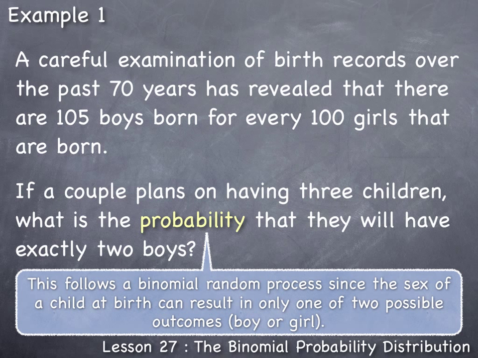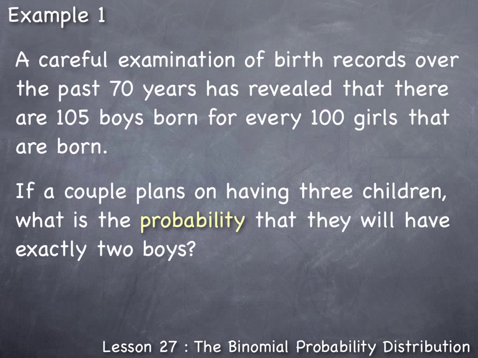To do so, we need to identify the 3 variables for the binomial probability distribution. N, which is the total number of attempts, P, the probability that it results in a particular outcome each time this is attempted, and X, the value of the random variable for which we're trying to calculate the probability. Since this problem states that the couple plans on having 3 children, the value of N would equal 3.